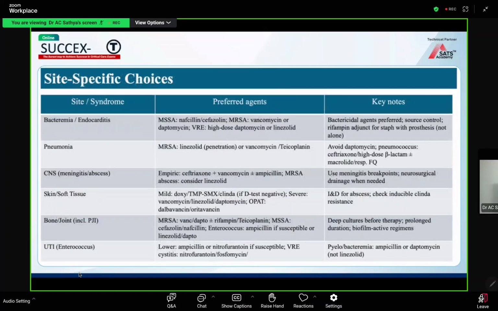Again, for gram-positive, the site-specific choices also vary. When it's meningitis, we always prefer vancomycin, provided it's not resistant. And for endocarditis also, it's similar. Vancomycin is the most preferred drug. For all other indications like pneumonia, bacteremia, we can prefer teicoplanin to vancomycin when you think renal failure would be a concern. For skin and soft tissue infections, daptomycin is the preferred drug. For bone infection, you can use any of these based on sensitivity.